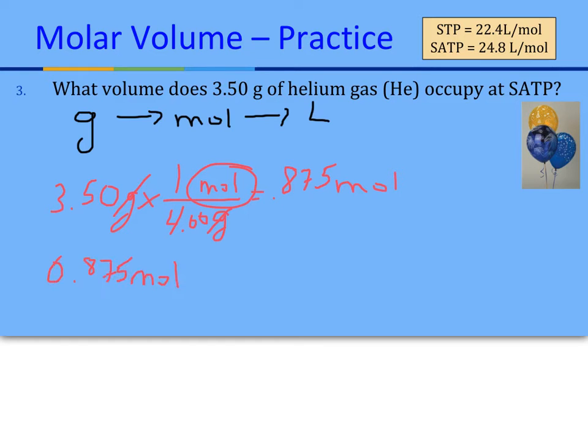My second step here is going to be going from moles to liters, and I'm going to be using my molar volume, which is at SATP. My final answer here is going to want to be in liters, which means my liters needs to be on the top, and my moles needs to be on the bottom. I'm going to have 24.8 liters for every 1 mole, which means my moles will cancel out, and I will be left with my liters. My final answer in this example would be 21.7 liters of helium.